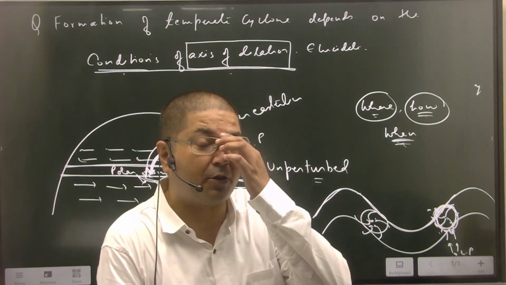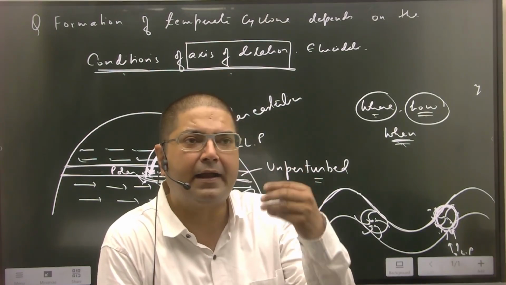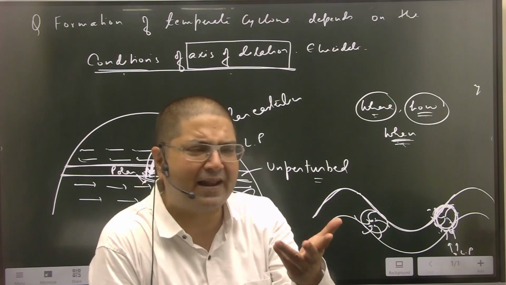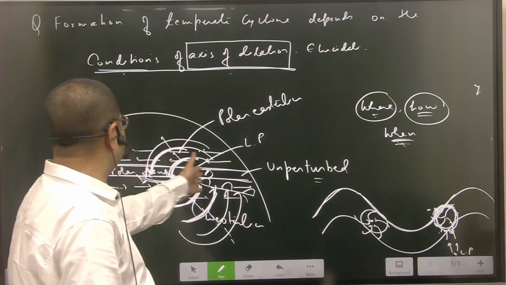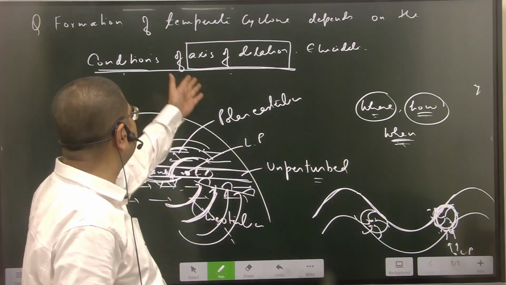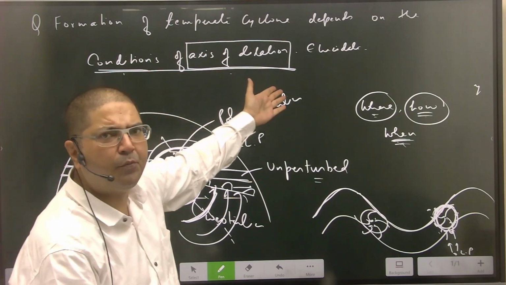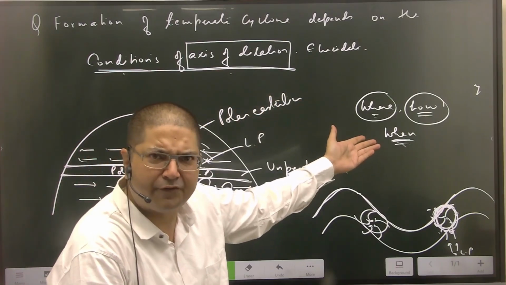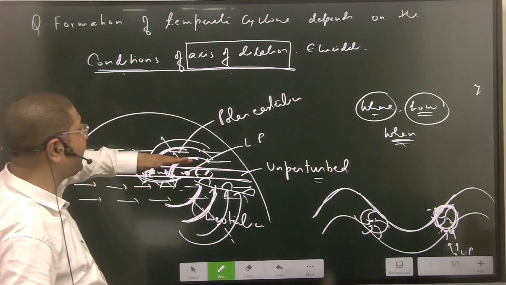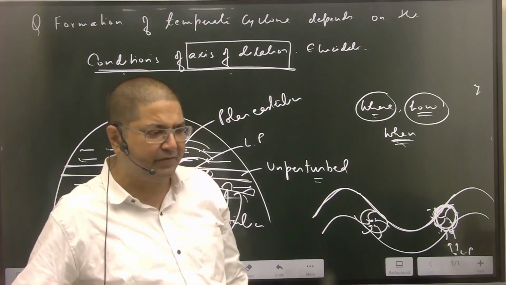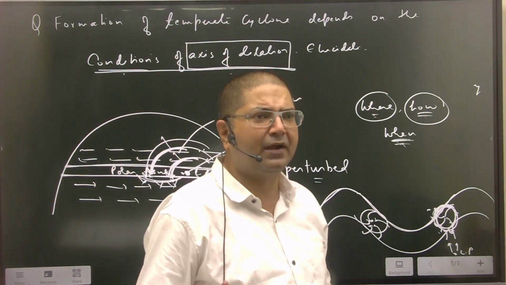If you know how a temperate cyclone is formed, it hardly matters whether you know what the axis of dilation is or not. The axis of dilation is simply this polar front, and the formation of a temperate cyclone depends on the conditions of the polar front. The axis of dilation is the polar front where the steepest temperature gradient is found. Fine. So I'll continue to discuss the previous year's questions so that you may know.